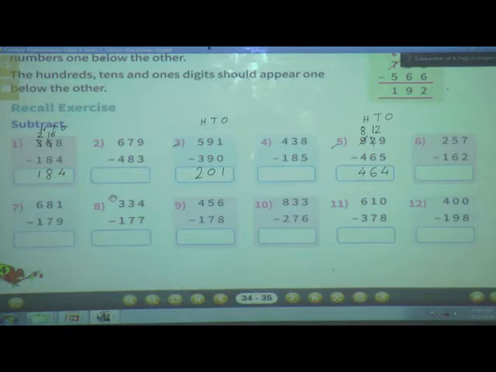Now we'll see the next, 7th example. Okay. All odd number sums we will take now. See, the first number is 681.